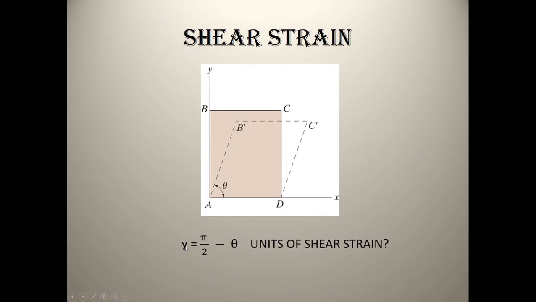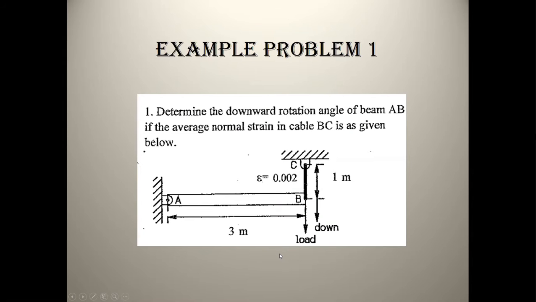So gamma is defined as pi over 2, which was the original angle, minus theta, which is the new angle. And the units of shear strain are radians. Let's do an example problem.